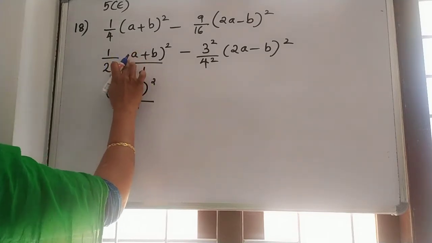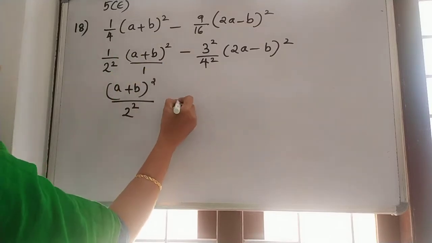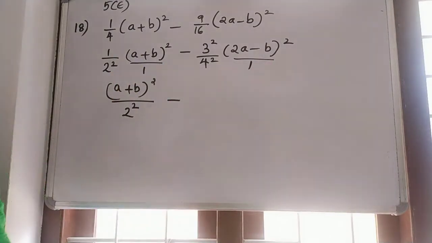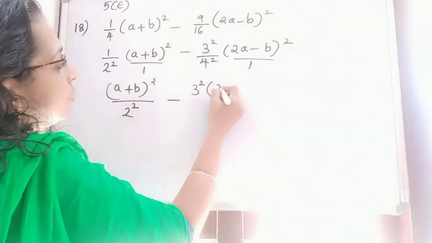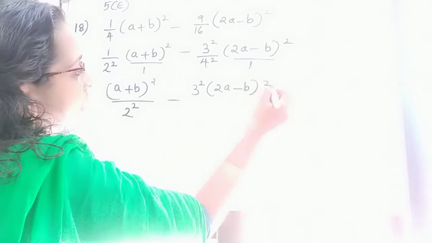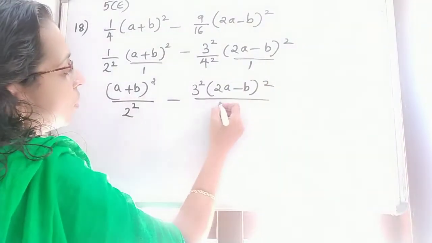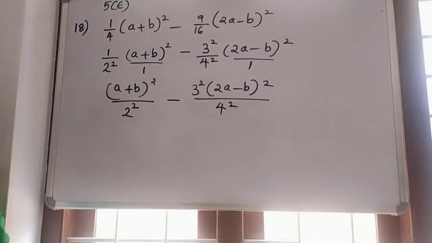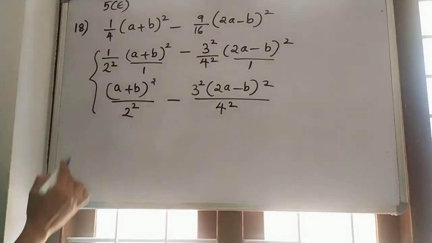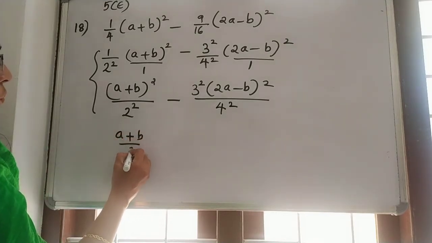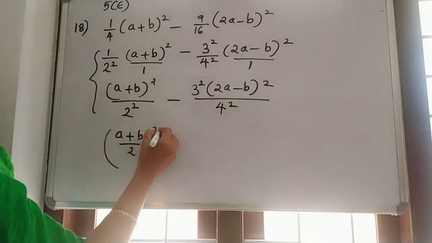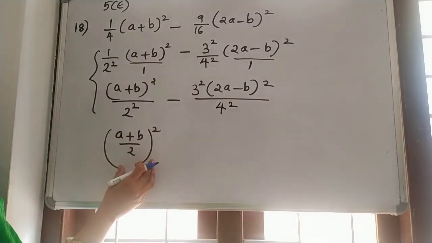Since it is this bracket means it is into, no? Minus same thing here, 2a minus b whole square means 2a minus b whole square by 1. Same, numerator into numerator, 3 square into 2a minus b the whole square divided by denominator into denominator means 4 square. Okay. So you can avoid these two steps. Directly if you can write, this can be written as a plus b by 2 the whole square. From this if you know directly means you can write this.